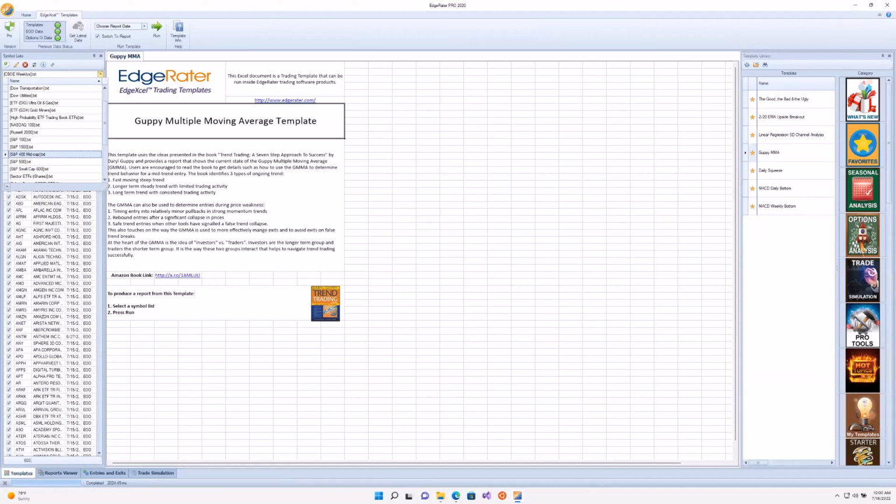Options for large icons. Okay, I see what you're saying. When you said options, I thought you were talking about trading options, but no, you're talking about options in the software for larger icons. Okay.